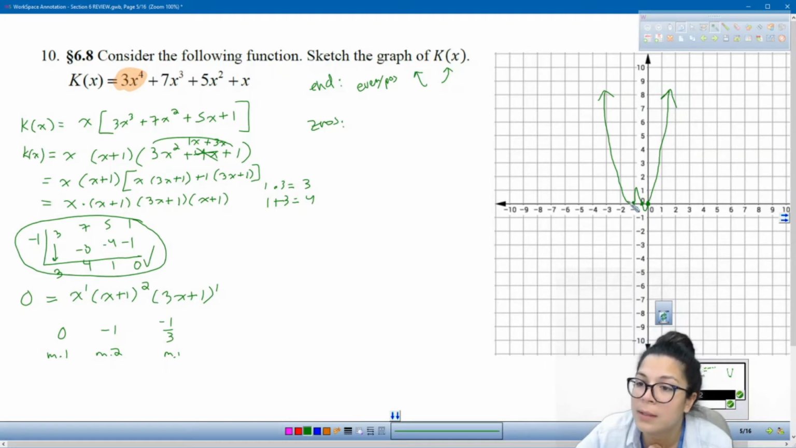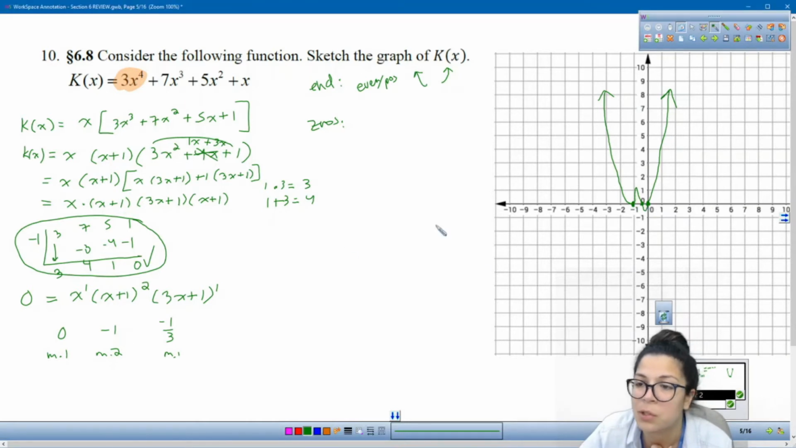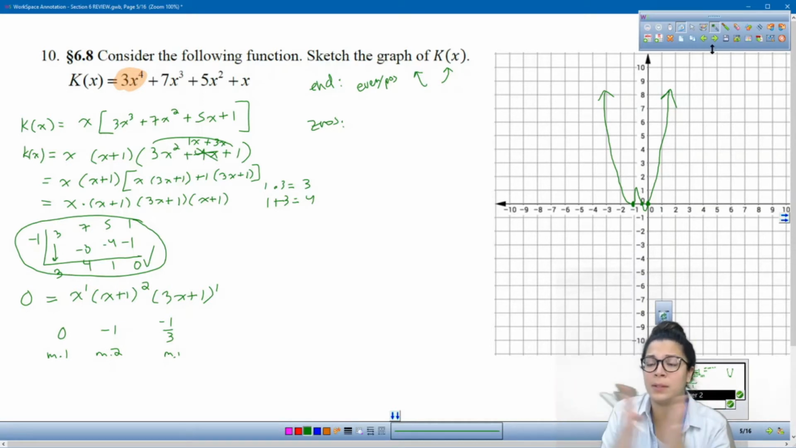So here, this is tangent, right? I hit the 0 and bounced back because the multiplicity was 2. Here I went through it straight, and here I went through it straight. It's just a very small graph because all of the zeros are close together on the x-axis. But that's the general shape. That's what it should look like.